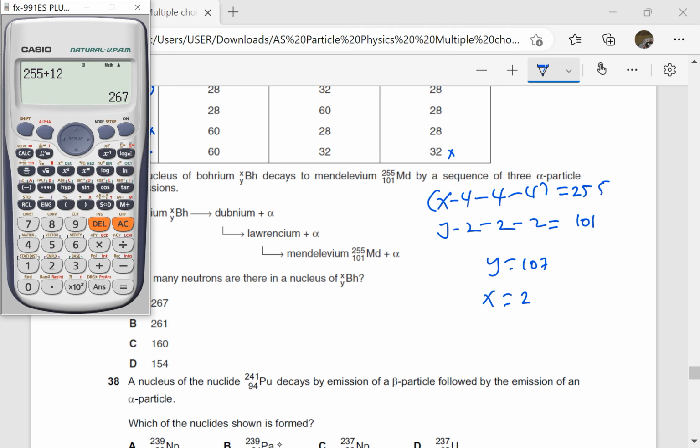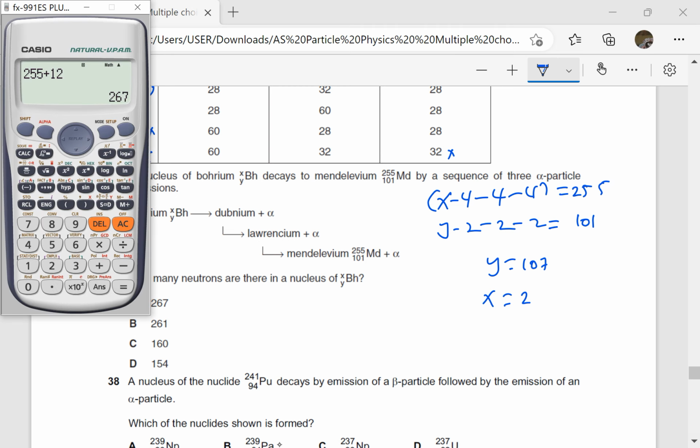Then we subtract: 267 minus 107 gives us 160. So the number of neutrons is 160. So the question is, how many neutrons are there in the nucleus of X Y Ba? So the answer is going to be C.